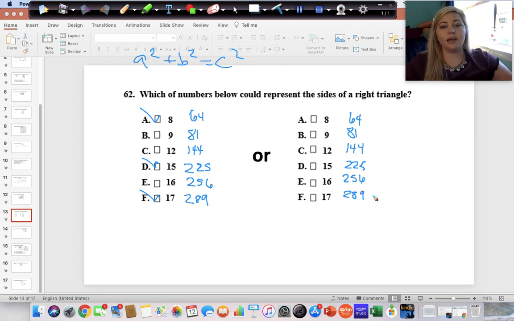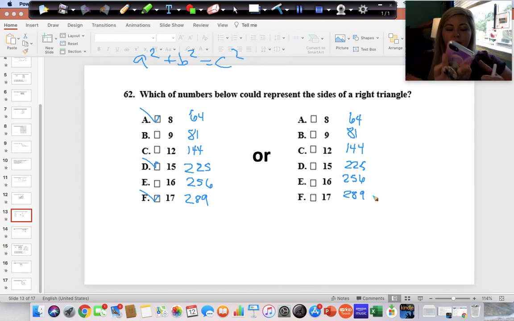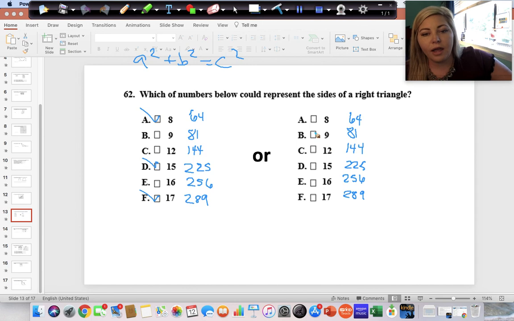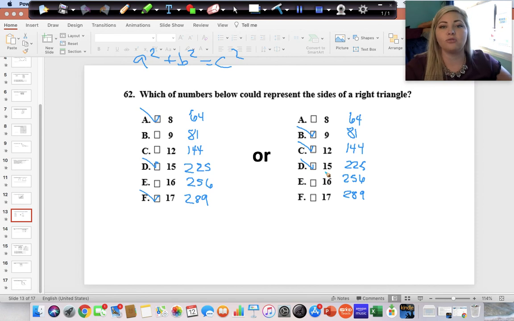Okay, so let's see the other 3 that would work. Let's try 144 plus 225. That's too big. So let's try 81 plus 144. That is 225, so that will work. 81, 144, and then 225. So B, C, and D would also be a correct right triangle.